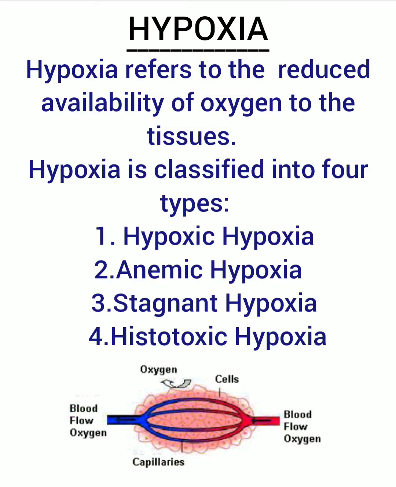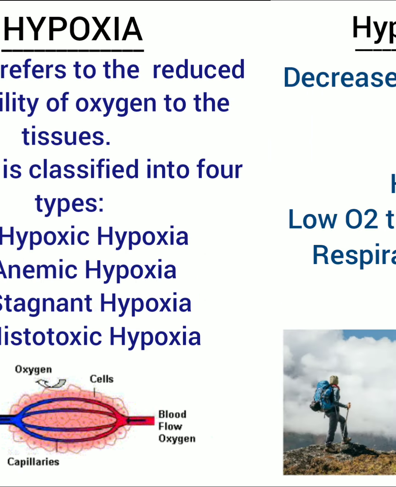Hi everyone, in this video we will be discussing hypoxia and types of hypoxia. The term hypoxia refers to the reduced or decreased availability of oxygen to the body tissues, or even if in some conditions oxygen may be present but the tissues are unable to utilize it. Hypoxia is classified into four types. They are hypoxic hypoxia, anemic hypoxia, stagnant hypoxia, and histotoxic hypoxia.